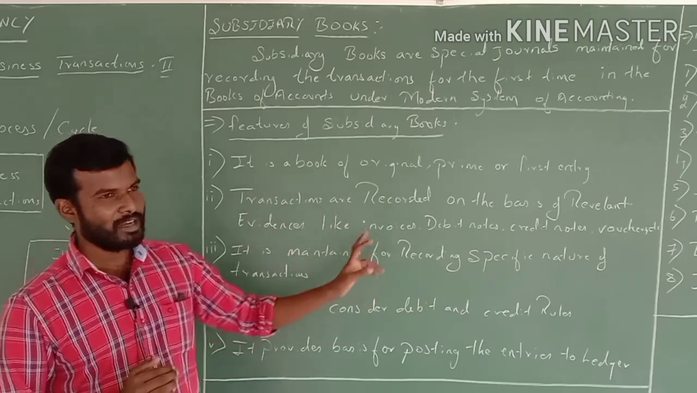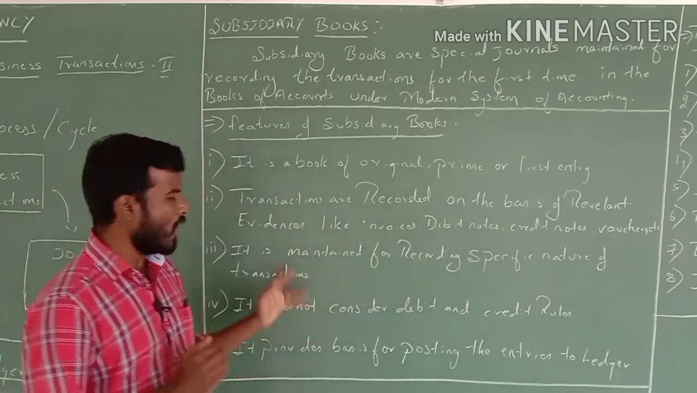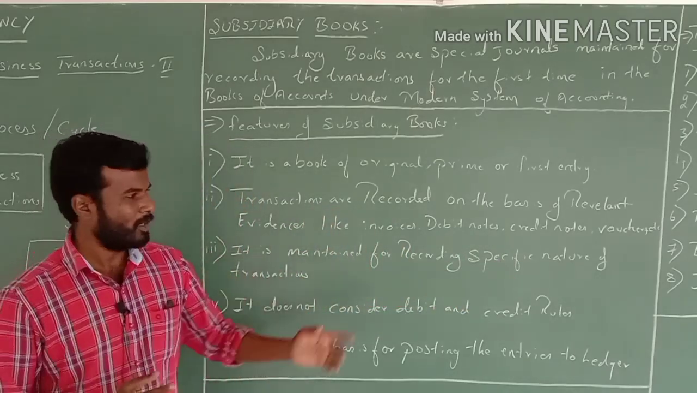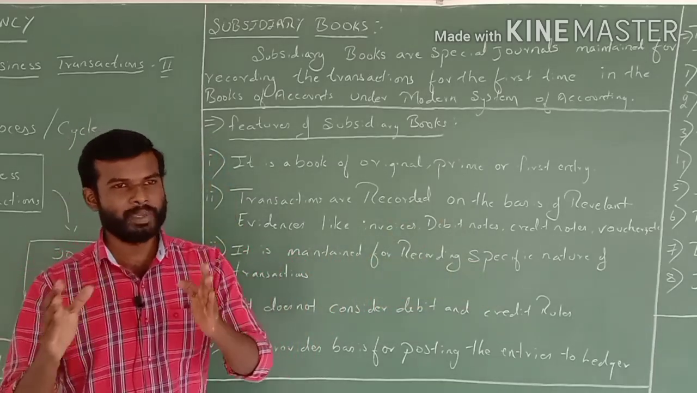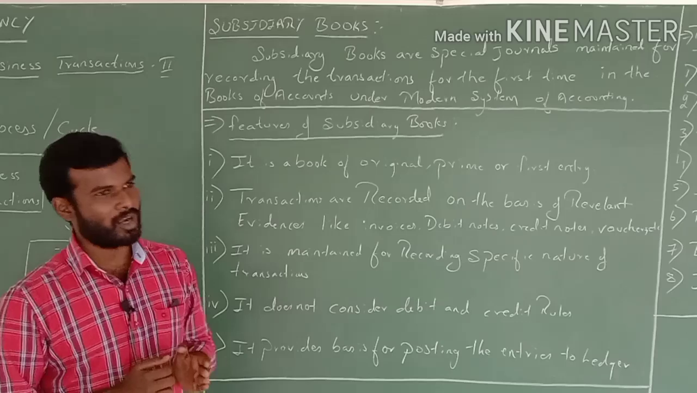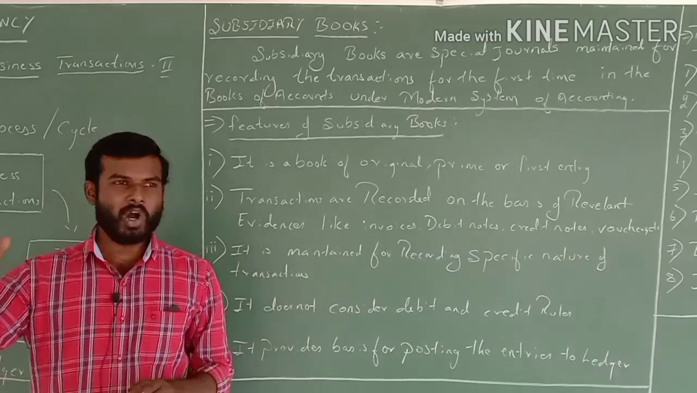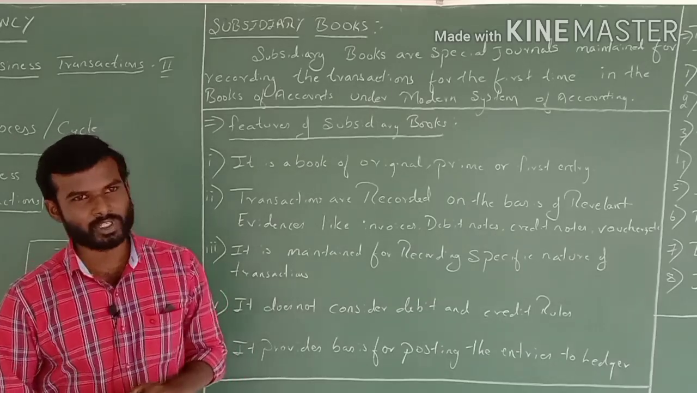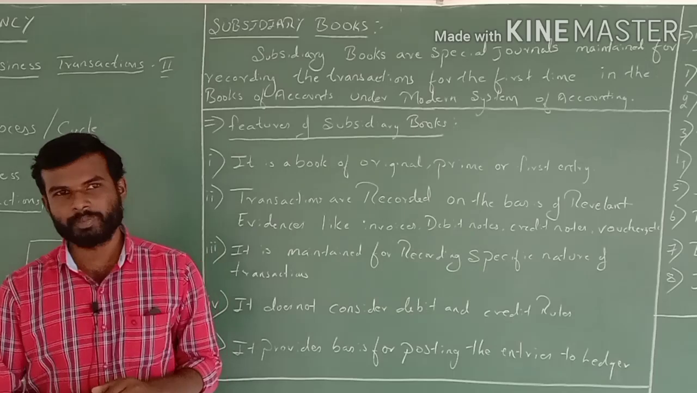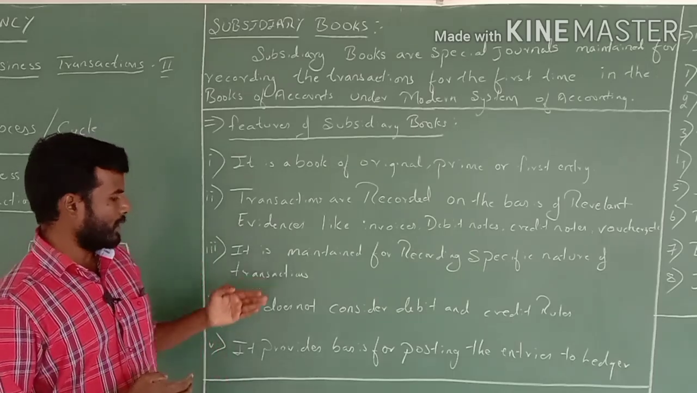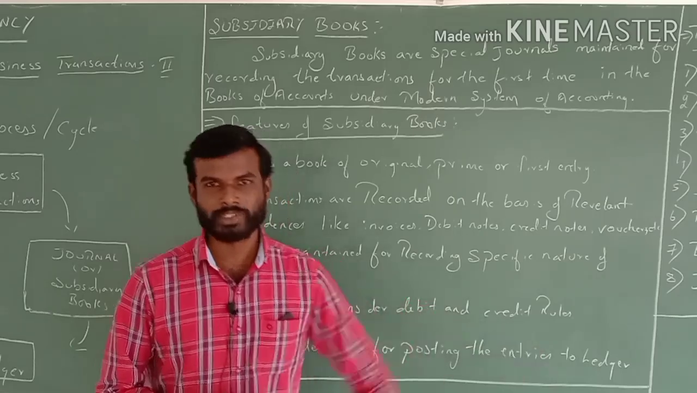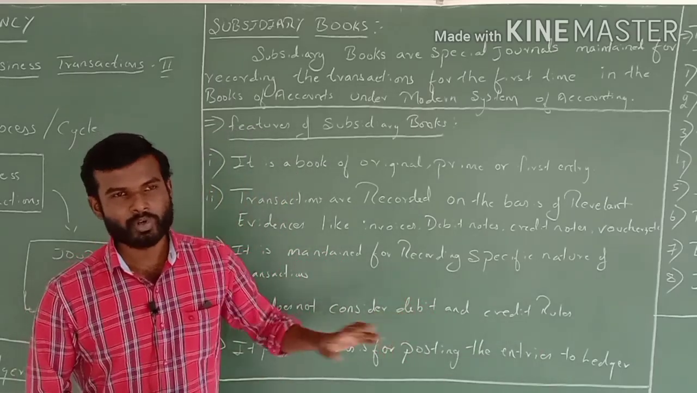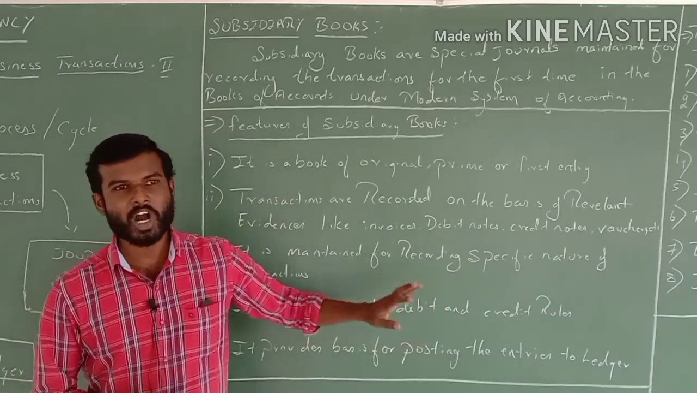It is maintained for recording a specific nature of transactions. For example, what does specific nature mean here? Separate books should be maintained for each and every account. We can say purchase means all the purchases will be maintained in the purchase book. Cash means all the cash transactions will be recorded in the cash book. So again it says that it does not consider debit and credit rules. Here the subsidiary books will never consider the debit or credit rules.